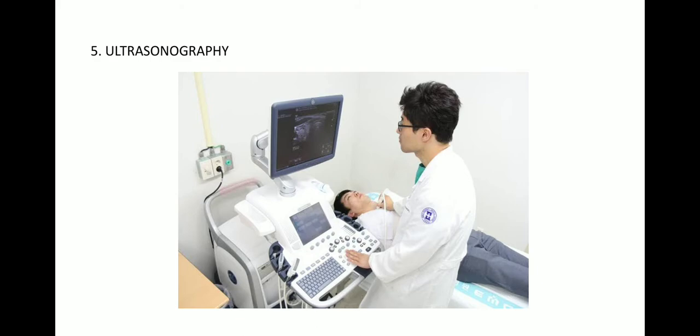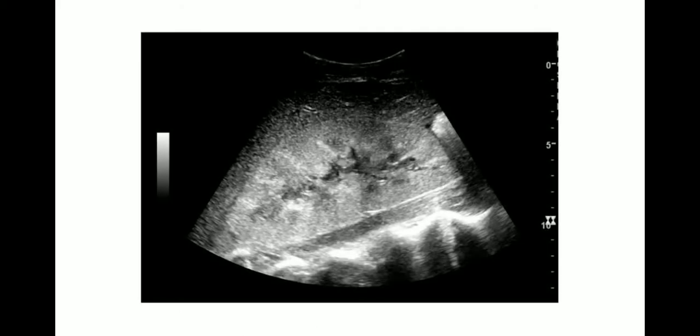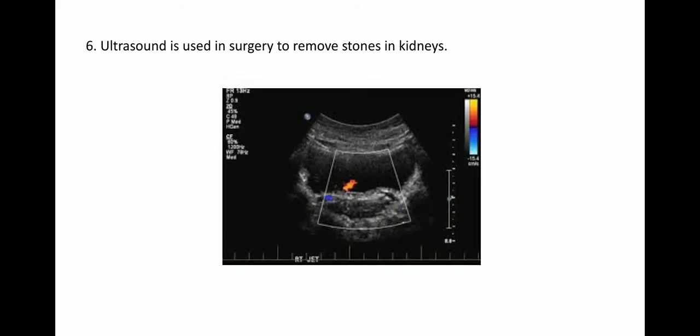Even echocardiography is a kind of ultrasonography which is used to obtain images of the human heart. This kind of picture is seen when ultrasonography is done. This kind of imaging is done for the internal organs of the human body. Also, ultrasound is used in surgery to remove stones in kidneys and also cataracts from the human eye. So this is also one of the uses.